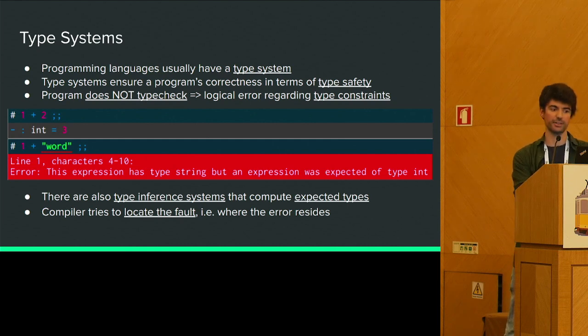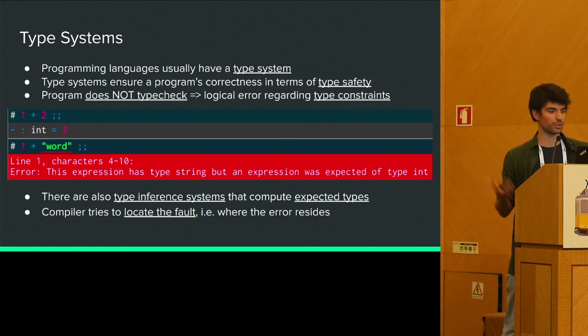And here is a very simple example, just to showcase what we are talking about. So adding 1 and 2 makes sense. It works, that's 3. Adding 1 to a string word does not work. That is, it does not type check, and so we get an error. Specifically, we get a type error.